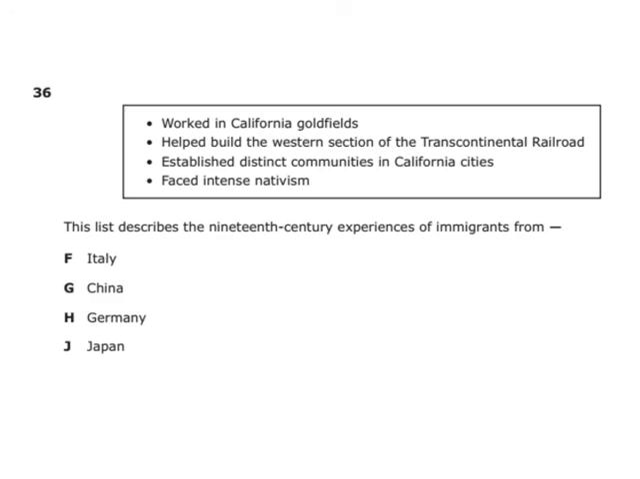Worked in California gold fields, helped build the western section of the Transcontinental Railroad, established distinct communities in California cities, faced intense nativism. This list describes the 19th century experiences of immigrants from... Yeah, remember I told you that the Chinese immigrated to California, to the western part of the United States. By the way, 19th century means 1800s. 18th century means 1700s. I know it's confusing.